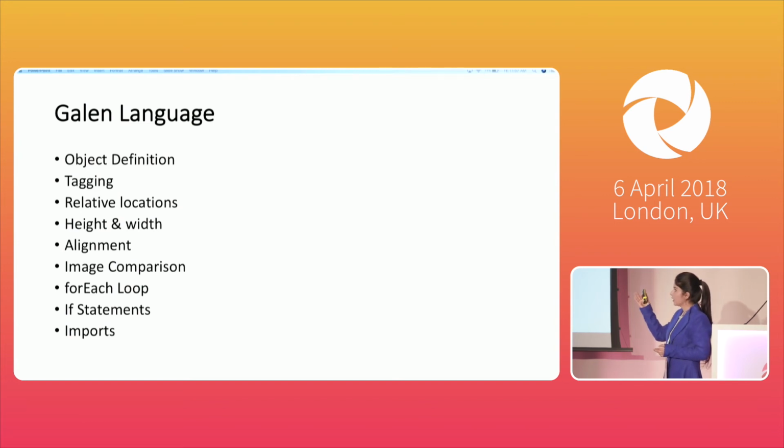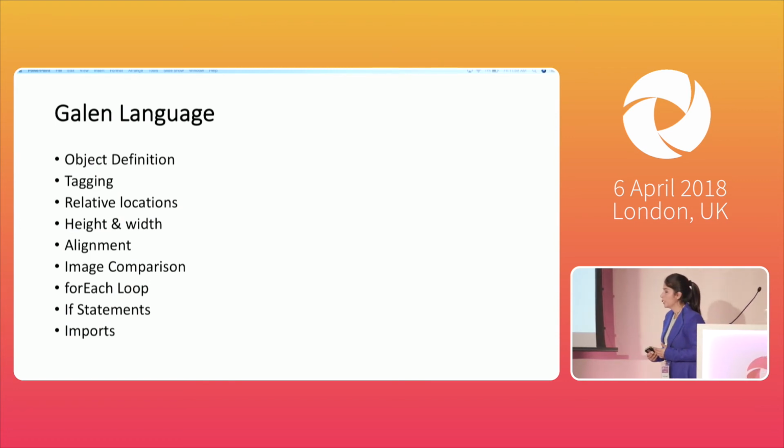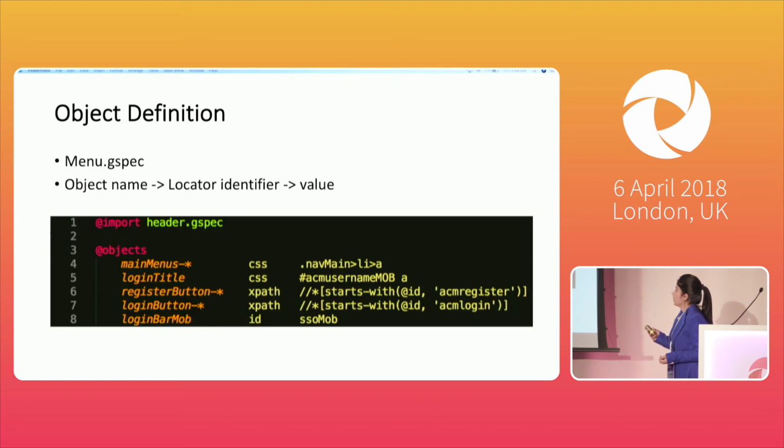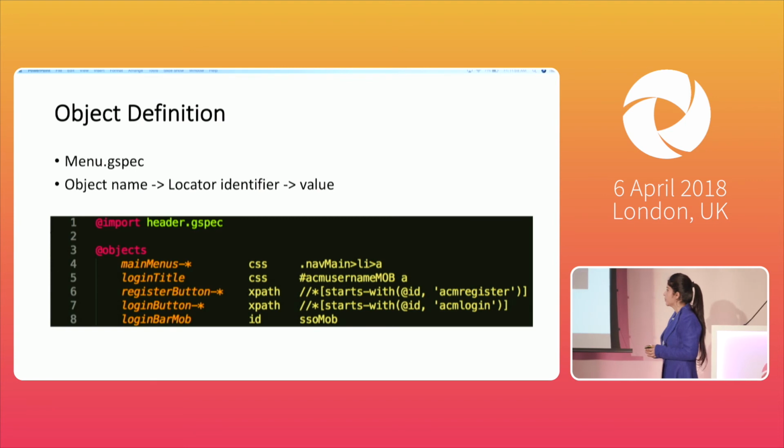We can also validate the height and width, alignment, and image comparison it provides. Using a for each loop, I can just loop my menu items or anything such like that. And if statements, it also provides us imports. So this is the object definition from one of my .spec files. I just define @objects, and inside that, all the objects are being defined here.